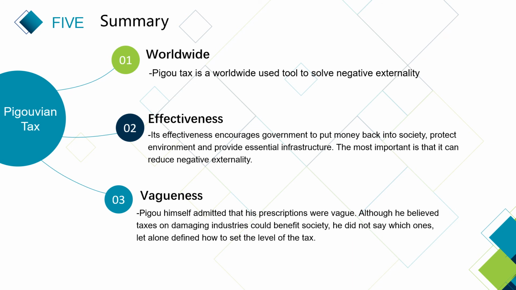In addition, Pigou admitted that his prescriptions were weak. Although he believed taxes on damaging industries could benefit society, he did not say which ones, let alone define how to set the level of the tax.